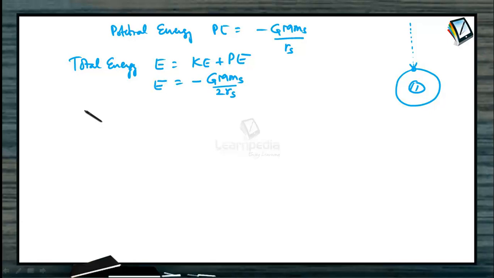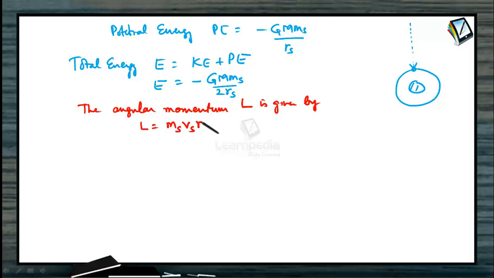Now we want to calculate the angular momentum. The angular momentum capital L is given by what relation? L is equal to the mass of the satellite times the velocity of the satellite times the radius of the satellite. So mass of satellite into velocity, G capital M by the radius of the satellite to the power half, into the radius of the satellite. So the angular momentum will be equal to G capital M ms square into rs, and I can bring this rs also inside the under root.